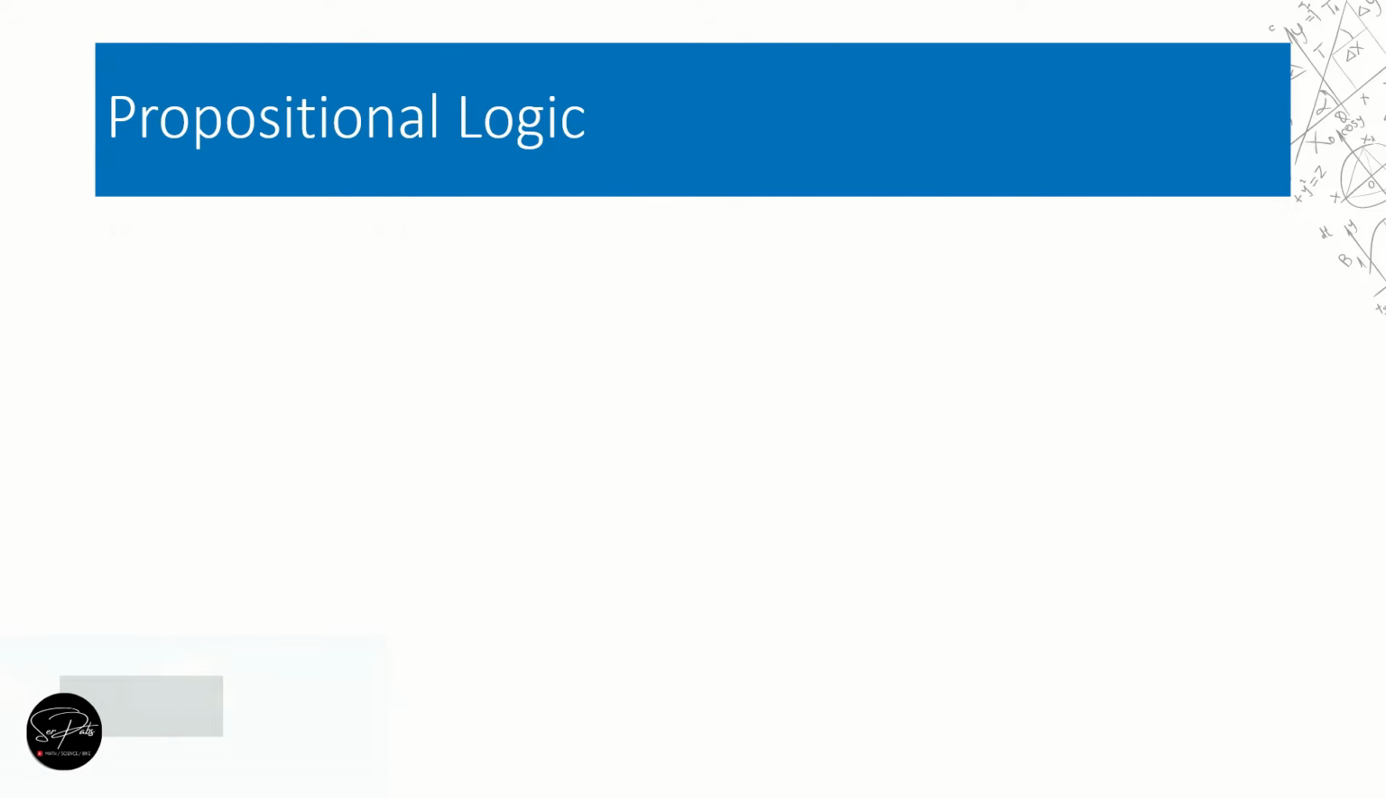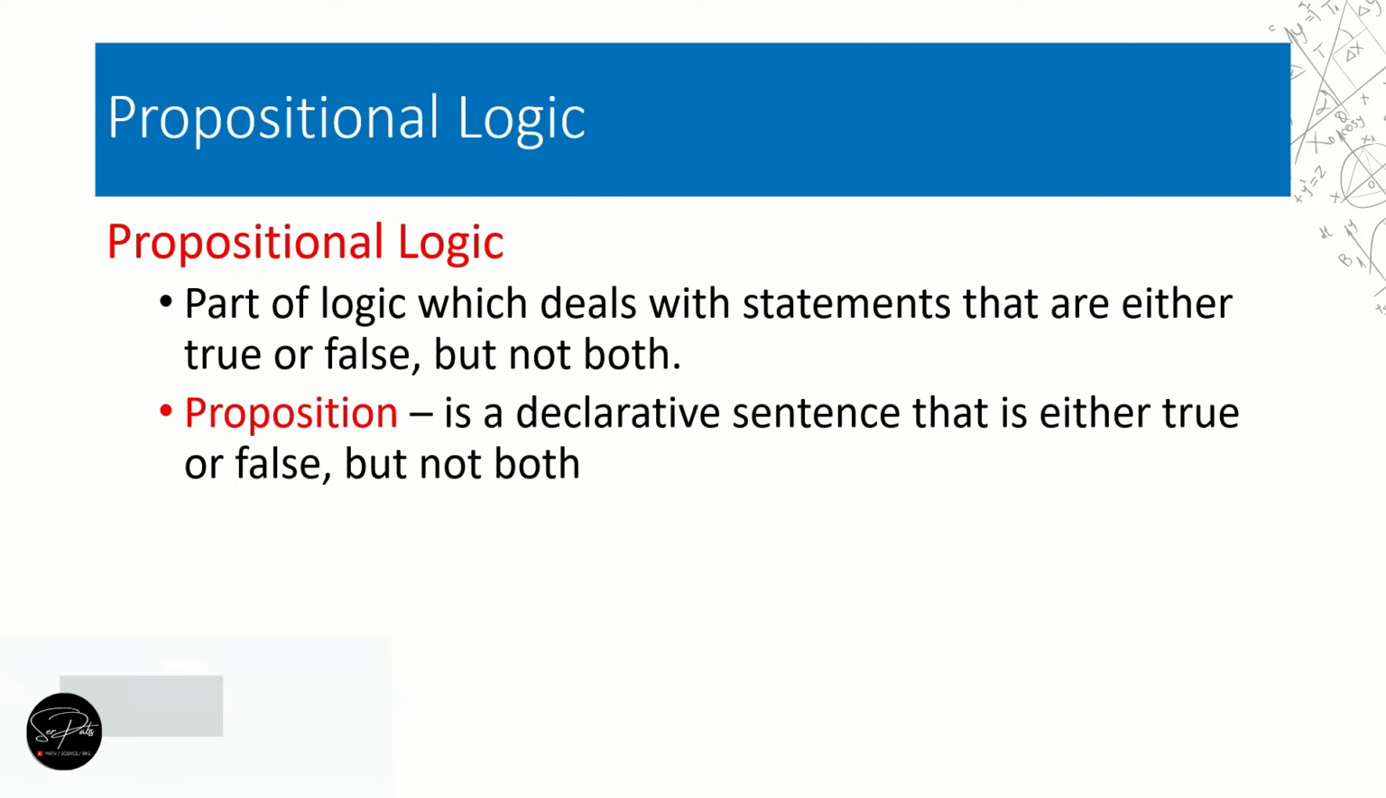Let's have first a definition of propositional logic. That is a part of mathematical logic which deals with statements that are either true or false, but not both. So yung statement natin pwedeng tama, pwedeng mali, pero hindi pwedeng parehong tama at mali. So for example, we have 1 plus 1 equals 2. So that is true. So it cannot be false. Example, we have 1 plus 1 equals 3. That is false and it cannot be true.